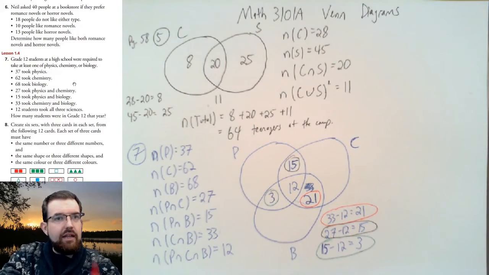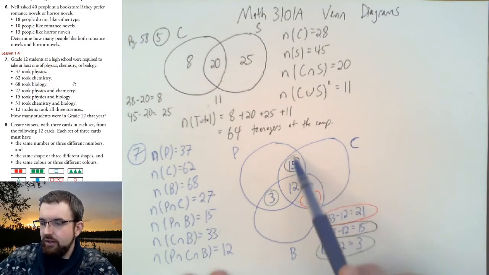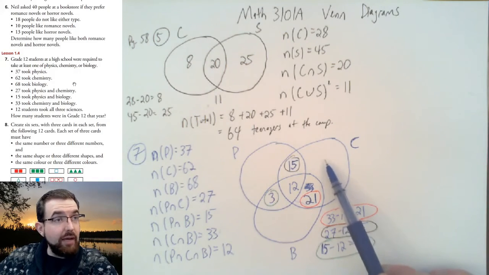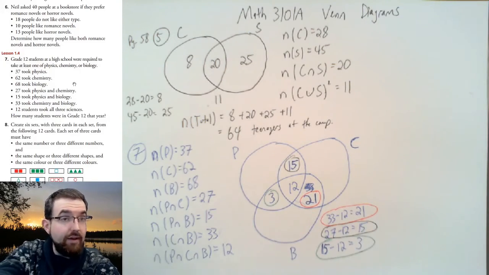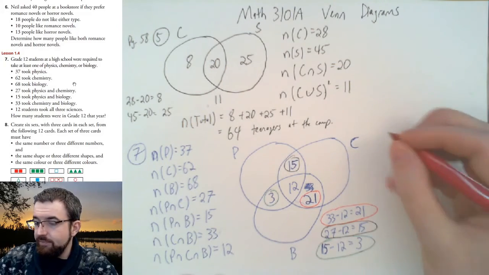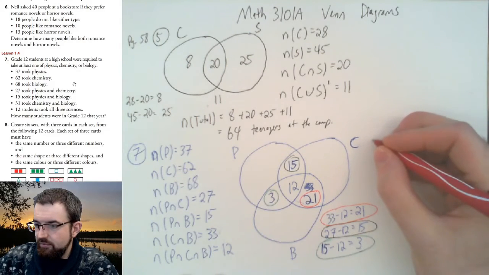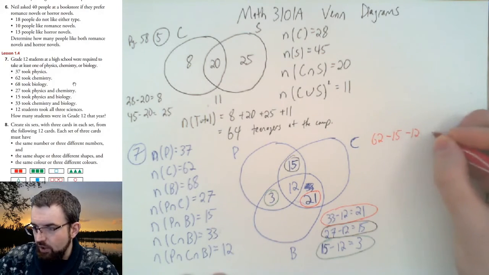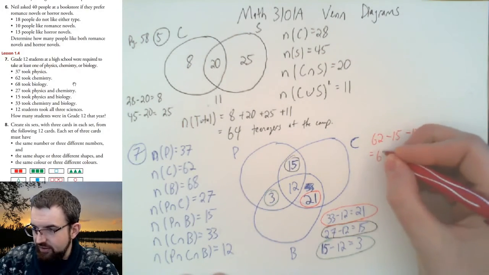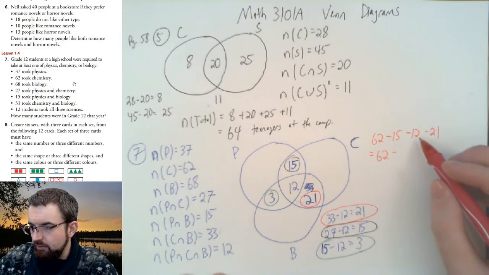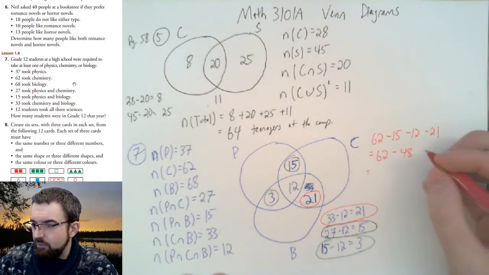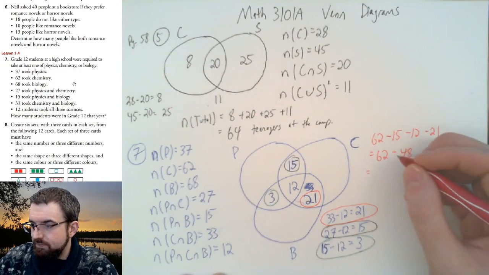And then by the same token, we know that the full chemistry bubble, all of these out here, all of this put together for chemistry has got to equal 62 in total, right? So the number we're looking for is going to be 62, subtract 15, subtract 12, and subtract 21, which is going to be 62, subtract 27, 40, 48. So that's going to be 14.